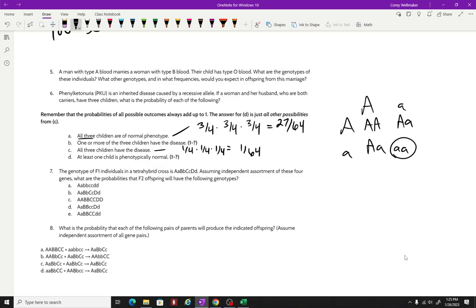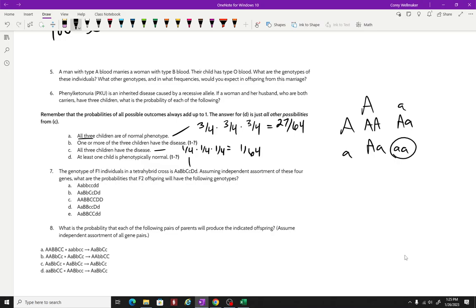What's the probability that at least one child is phenotypically normal, right? So instead of going through all the different permutations of what it would look like to have at least one kid be normal, you can just look at it from this perspective. Well, this is the probability that all of them are sick. So what's the probability that they're not, every single one is sick? That's the same thing as saying that at least one is normal, right? If they don't all have the disease, then at least one is normal, right? 1 could be normal, or 2 could be normal, or all of them could be normal.